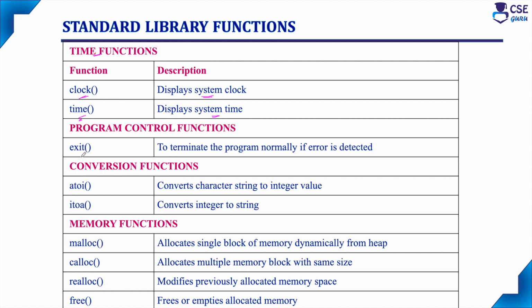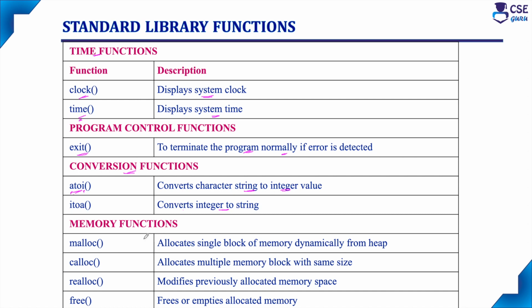And the program control function, exit. Exit is used if you want to terminate the program or the looping concept normally after execution. This is the program control function. And the conversion functions, atoi. This a represents character and i represents integer. atoi will convert a character string to an integer value. Similarly, itoa converts an integer to a string. These are all conversion functions.